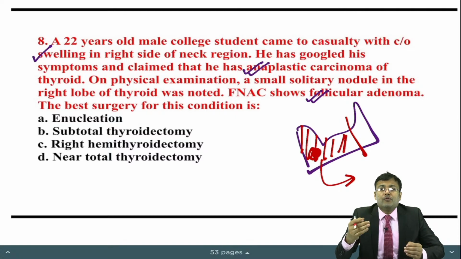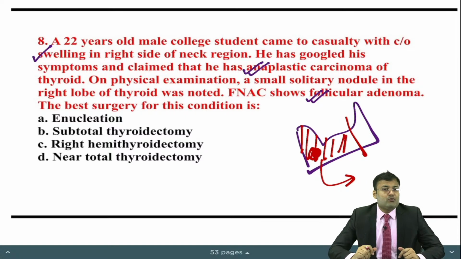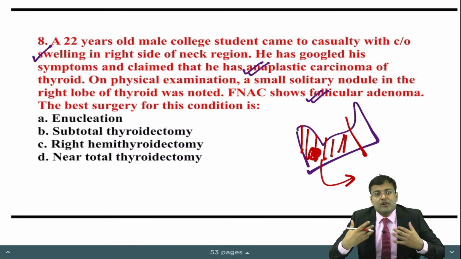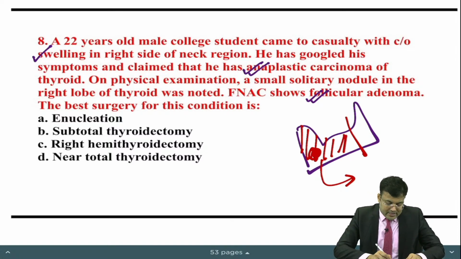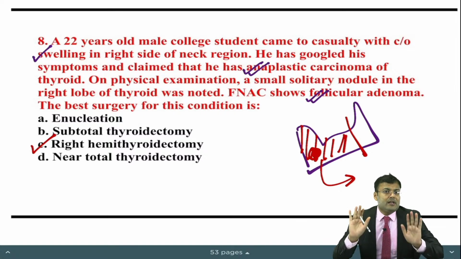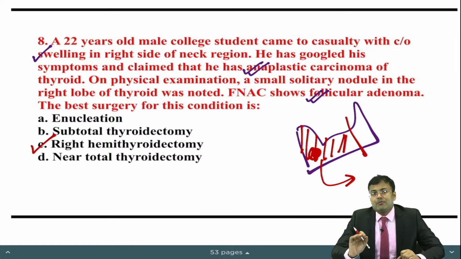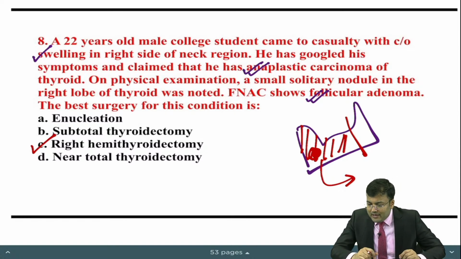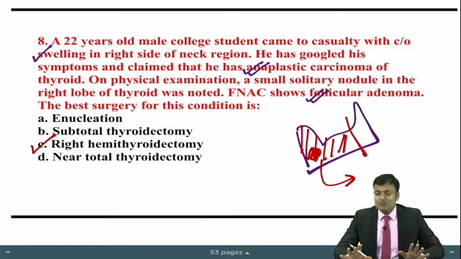So no need to go further. If there is vascular invasion, if there is capsular invasion, in these cases you have to go for completion thyroidectomy. So what is the correct answer? First we will go for right hemithyroidectomy. After that, if the report says that there is capsular invasion, there is vascular invasion, in these cases we go for completion thyroidectomy. Yes. So here most of you were correct, but everybody was not correct.